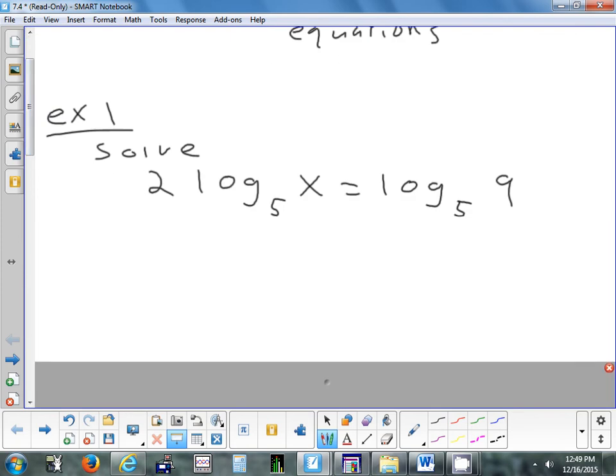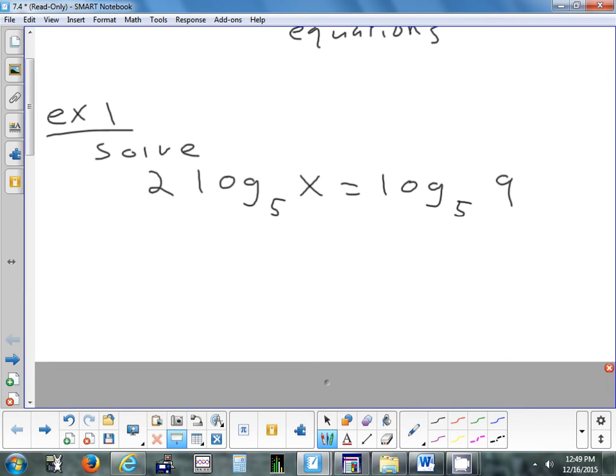Our first example says 2 log base 5 of x equals log base 5 of 9. If these logs were on the same side, my first thought would be to combine them. Two logs with the same base, it's easier if we put them together. But they're on separate sides of the equal sign, so we're going to leave them there. No combining. But there is something I can do on the left, using a rule, I think it was rule 3 in the properties of logarithms.